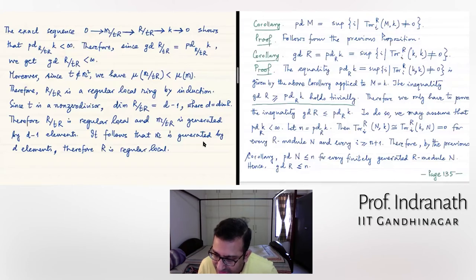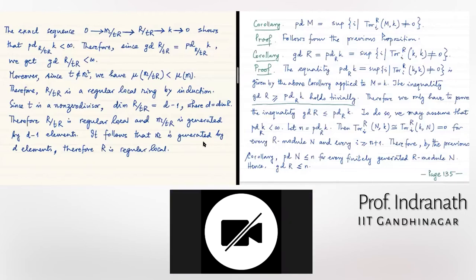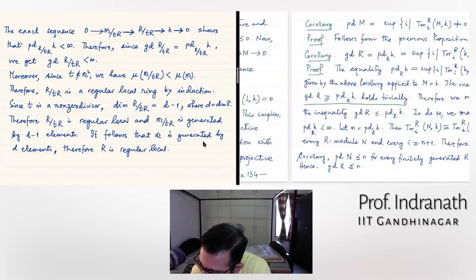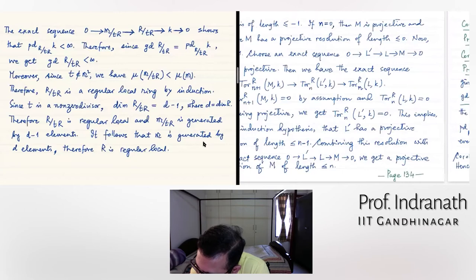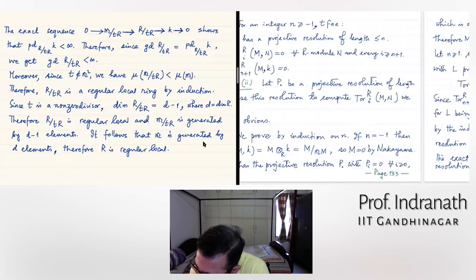The exact sequence shows that the projective dimension is finite. Are we using something here? For this, projective dimension is 1 plus projective dimension of M modulo Tr. And projective dimension, you have already seen, we have already made a mention of this. Let me take you there.